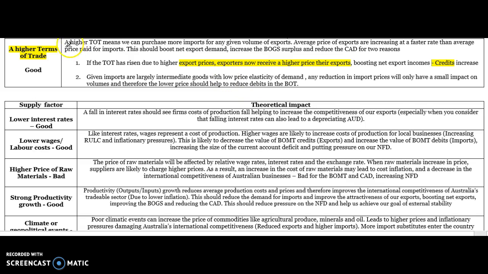If the higher terms of trade is caused by cheaper imports, that will mean that because imports are fairly inelastic in demand, there'll be less money flowing out of the economy. So if import prices are essentially lower, that can lead to less debits. But the main impact of the terms of trade is the fact that we're getting more money for our exports, which is leading to more credits.